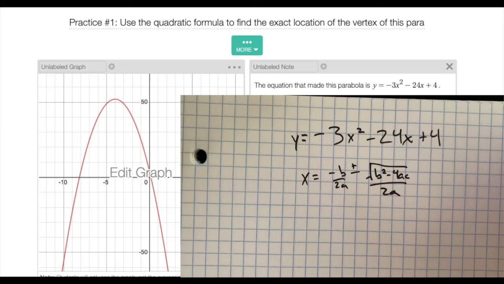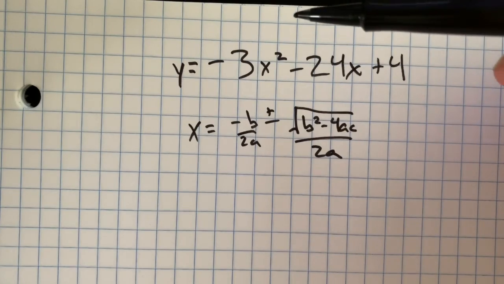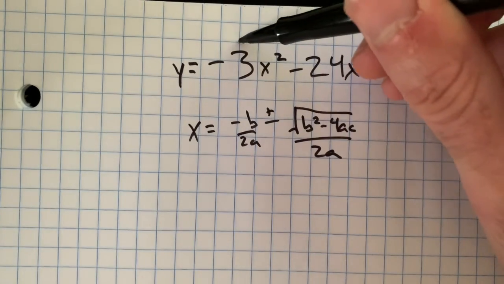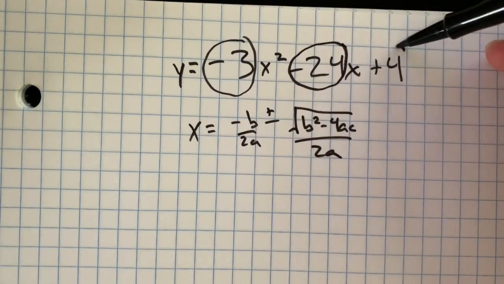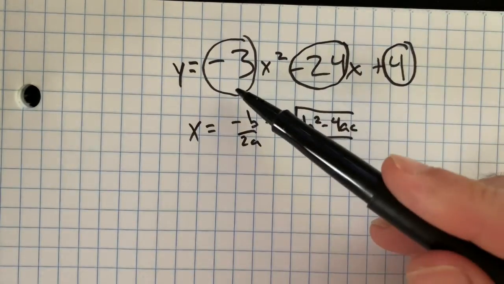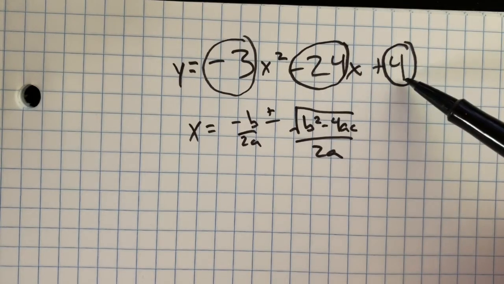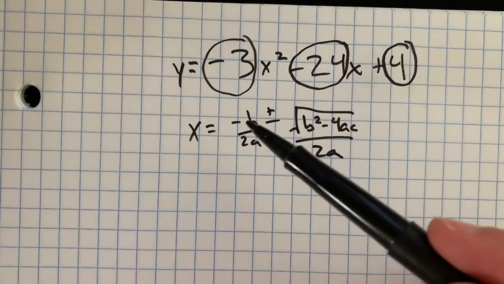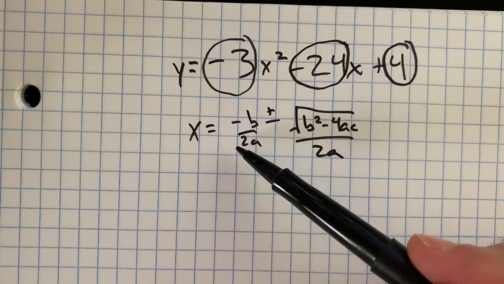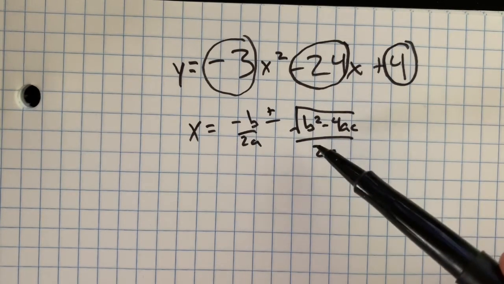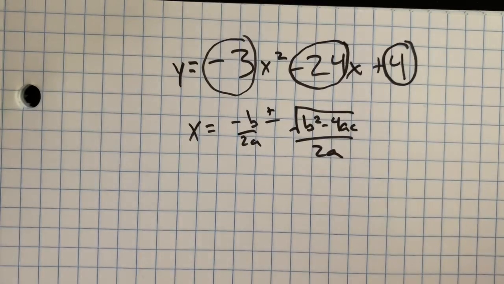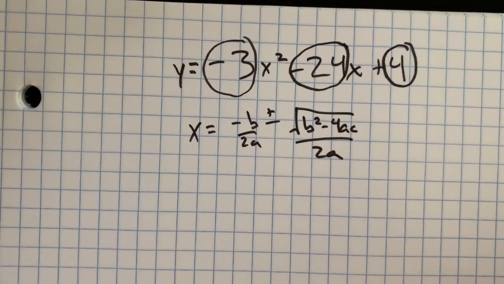Okay, so if I want to find the vertex of this particular function, well, I need to identify my a, my b, and just for fun, my c. A is negative 3, b is negative 24, c is 4. I could find the zeros by plugging those into the quadratic formula. X equals negative b over 2a plus or minus square root of b squared minus 4ac over 2a. I'm going to do you a favor and not sing it to you.